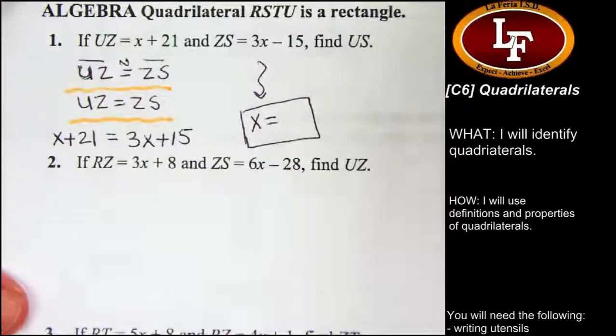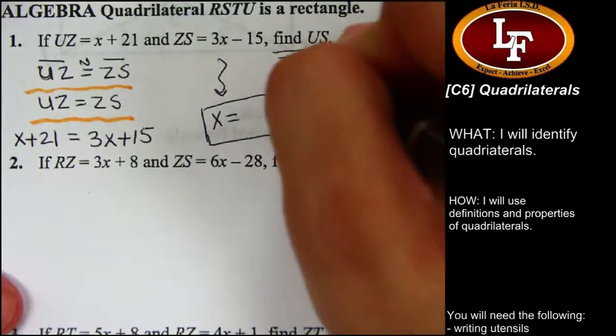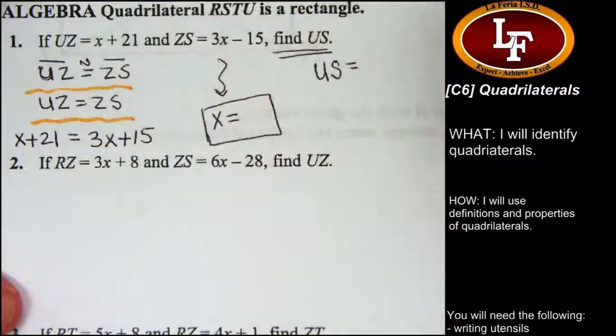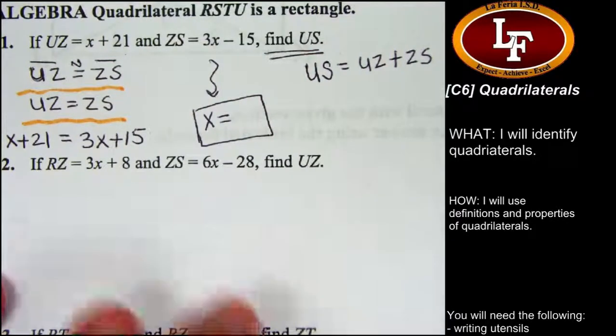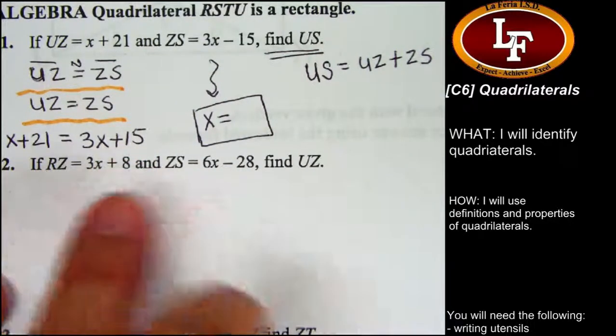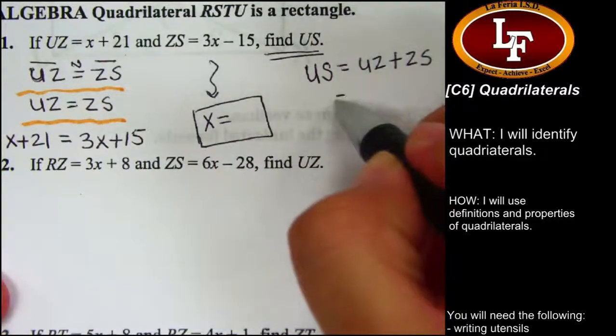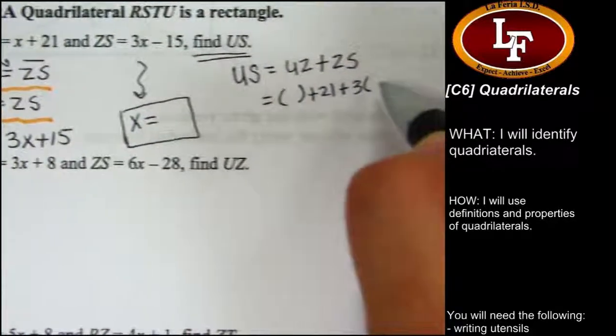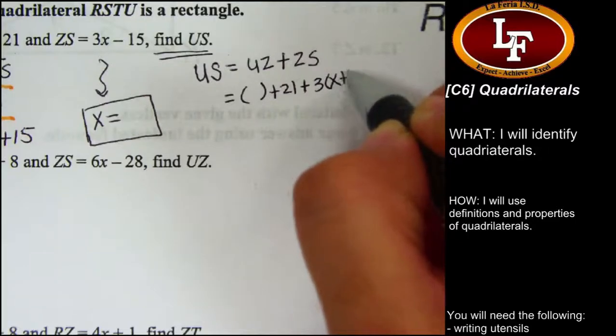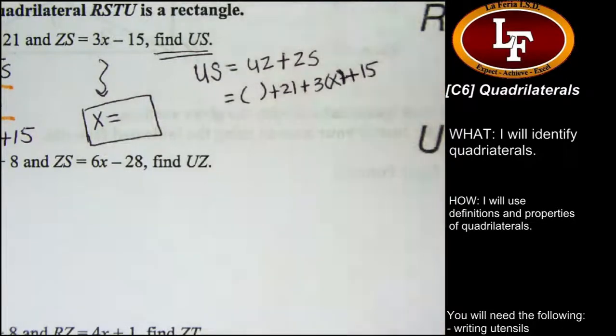Now that's not my final answer, however, because I am asked to find the value of US. I need to find the measure of US. But remember that US is that big diagonal, which comes from the measures of the 2 pieces, UZ plus ZS. And since I know what those measurements are right here, and now that I have found the value for x, I can substitute in the value that I found into each of those expressions, total it all up, and get my final answer.